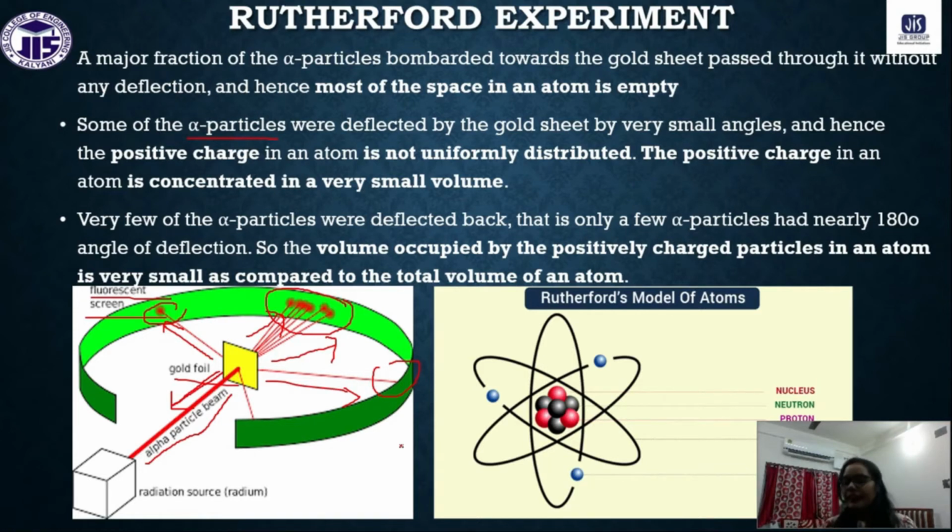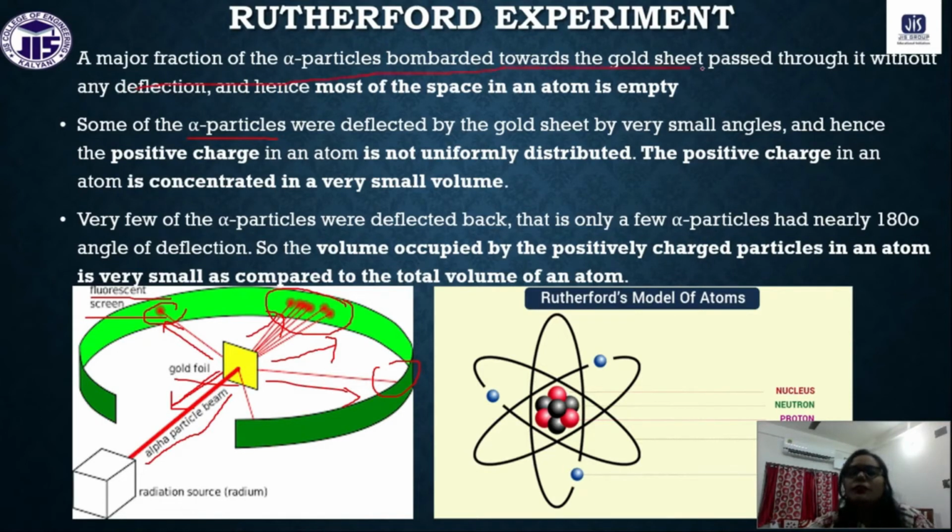I'm again repeating. According to the Rutherford experiment, we can conclude that most of the space of the atom is vacant. Second, at the center of the atom we have positive charge, and all the mass is at the center of the atom. That is called the nucleus, and electrons are revolving around the nucleus. Understand? So these are some of the statements that we can get from the Rutherford experiment.